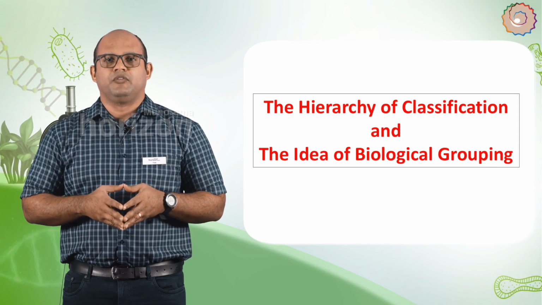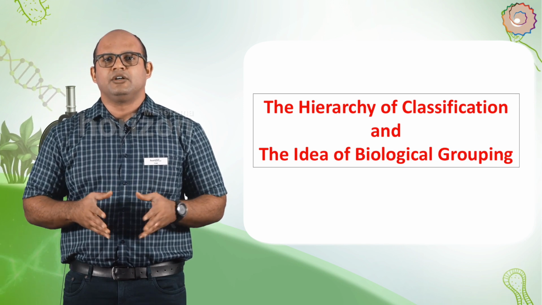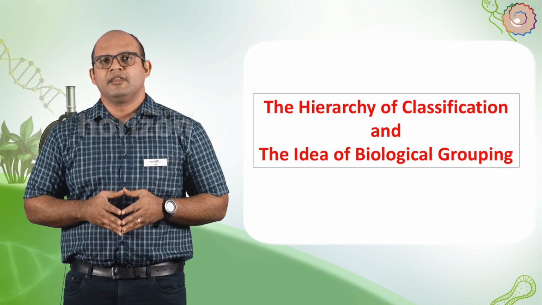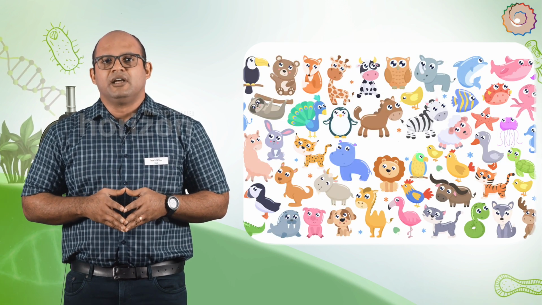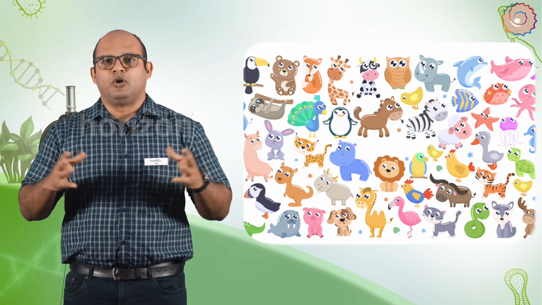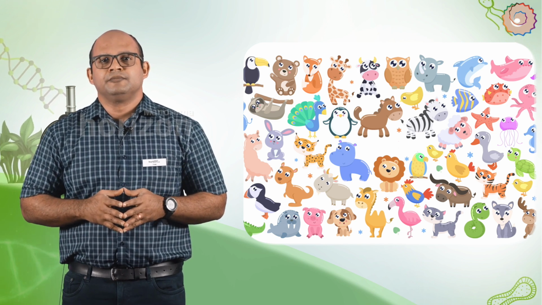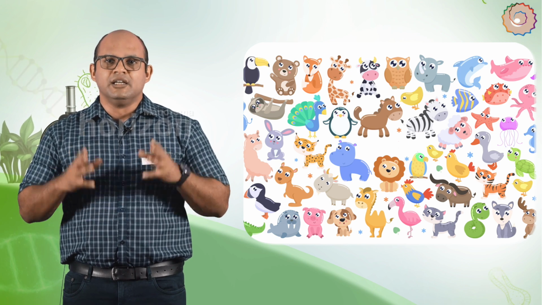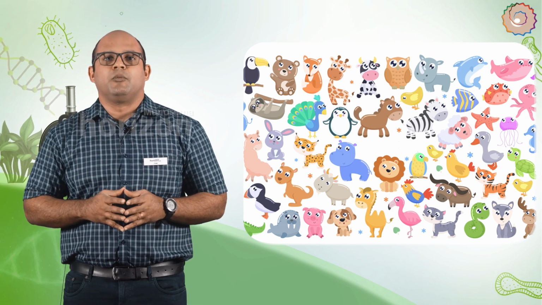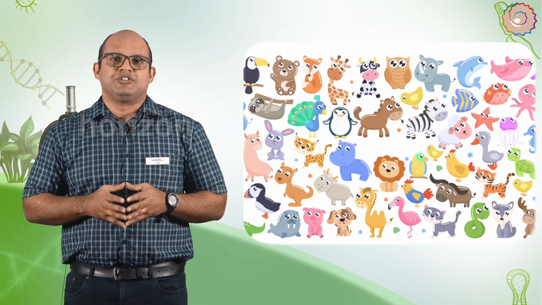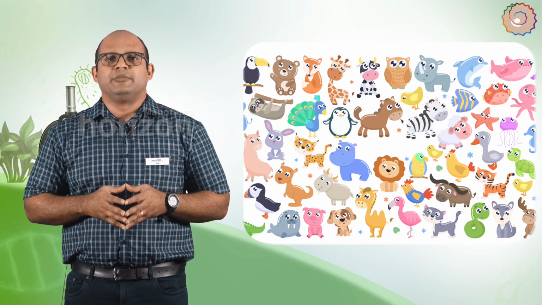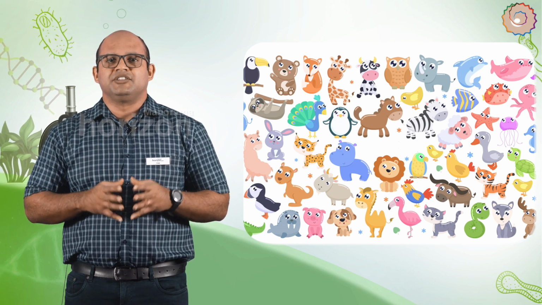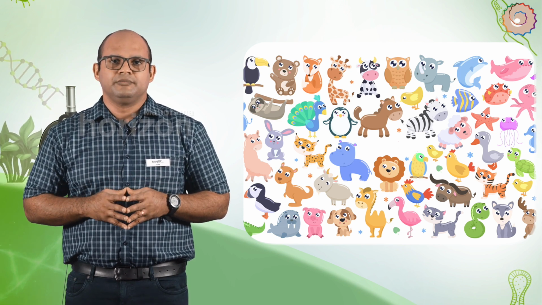The hierarchy of classification, and the idea of biological grouping. In recent times, researchers like Whitaker and Weiss have attempted the classification of all of life present on Earth. This is clearly a daunting task given the sheer variety of forms and their relationships to each other. But our growing understanding of physiology and anatomy has helped greatly in making the challenge much more tractable.